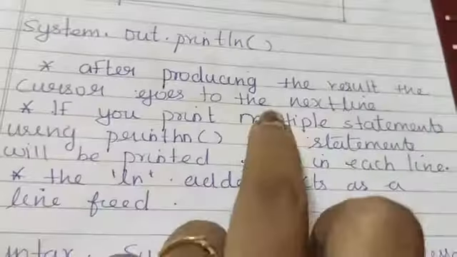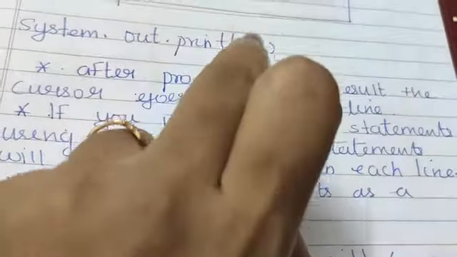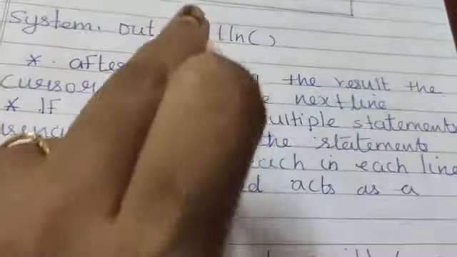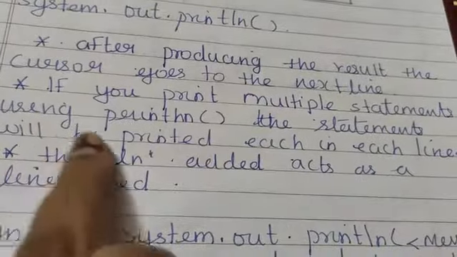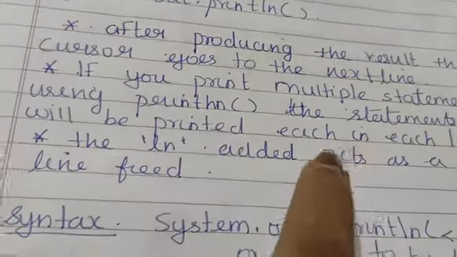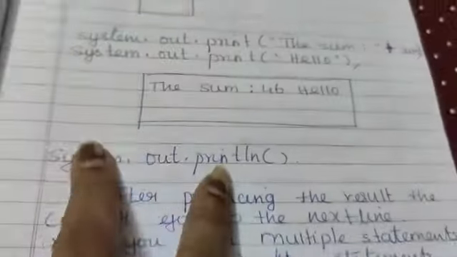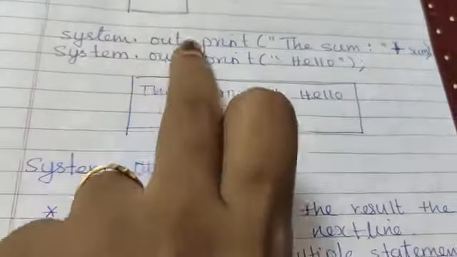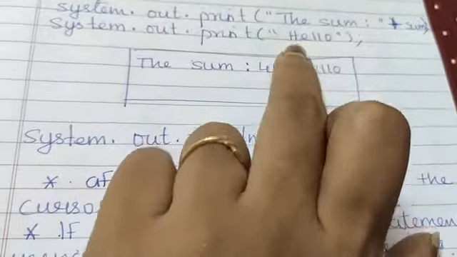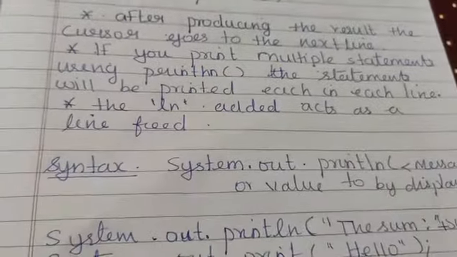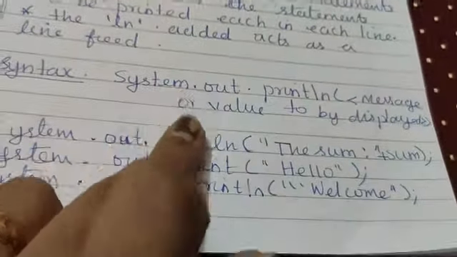System.out.println: after producing the result, the cursor goes to the next line. Because this ln is there, it will go to the next line. If you print multiple statements using println, the statements will be printed each on its own line. So if you print like this with println, the sum will be on one line and the hello word will be on the next line. The ln added acts as a line feed.